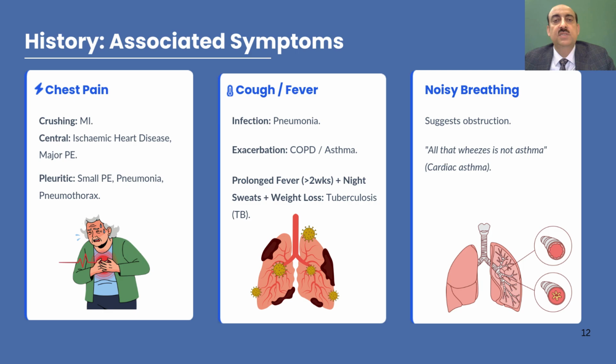Now, other associated symptoms with shortness of breath can be quite crucial. For example, if there is chest pain, think of cardiac or respiratory causes. Cardiac causes include myocardial infarction and ischemic heart disease. Similarly, any major pulmonary embolism can lead to chest pain and shortness of breath. A small PE, especially subacute or chronic, can also do this, as can pneumonia, and if the onset is sudden, pneumothorax. In terms of cough and fever, we just touched on it before: any infective etiologies, pneumonia, viral and bacterial lower respiratory tract infections. A chronic history of cough and fever with weight loss could be tuberculosis or other undulating infections. Noisy breathing, as we just discussed in the previous slide, suggests more of an obstruction.